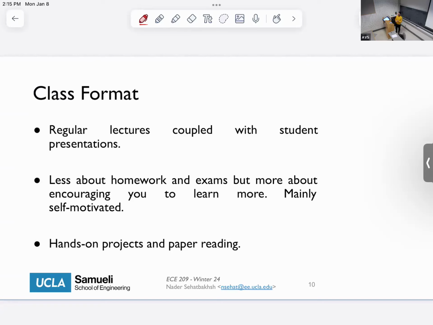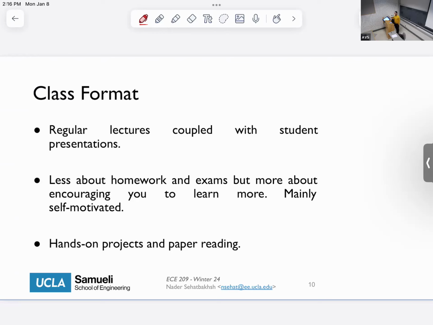It's going to be less about homeworks and exams. It's mainly a more self-motivated kind of course. So it's giving you an opportunity to learn about these topics. And as I said, it's mostly breadth oriented, which means that we're not really going very, very deep in each of these topics, but it's going to give you some pointers so that if you become interested, you can go and spend a little bit more time reading about those.